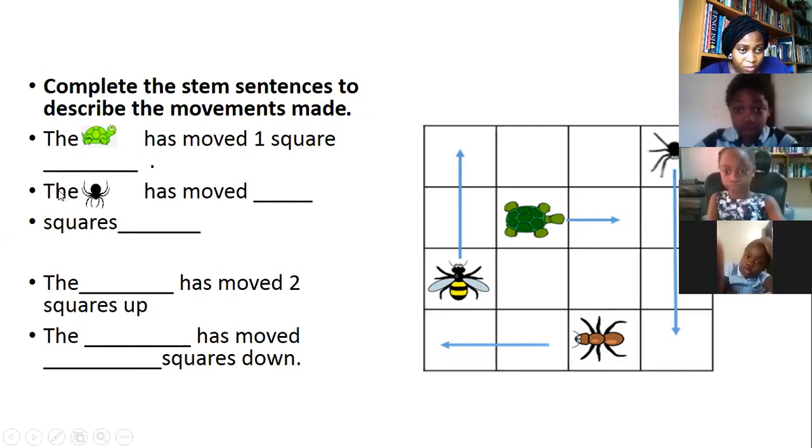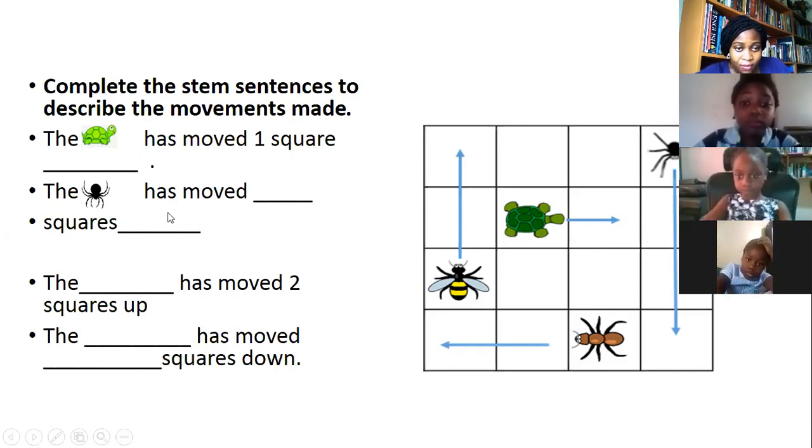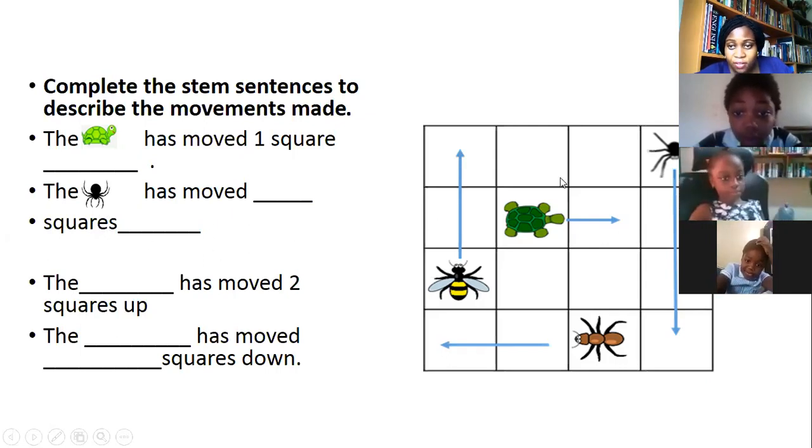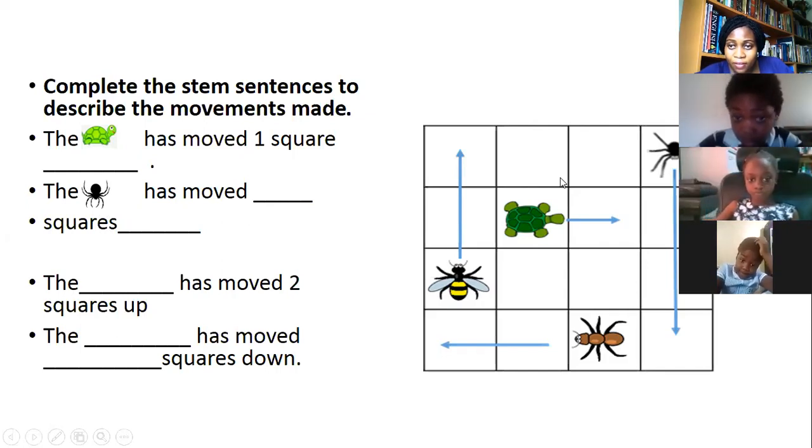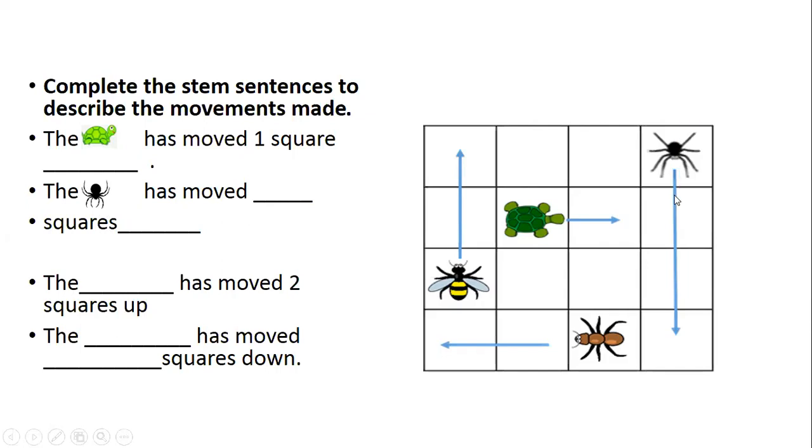Now let's go to the next one. The spider has moved dash squares dash. Now look at the location of the spider and look at the arrow and tell me how many squares the spider is moving and which direction the spider is moving.